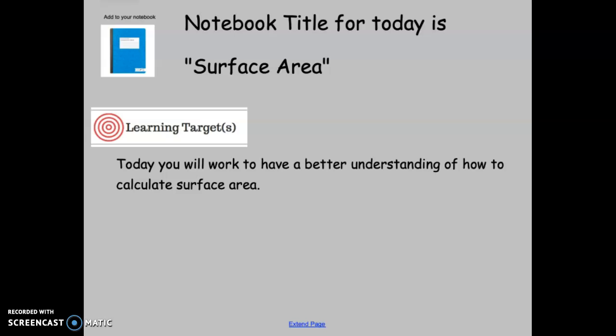So today, our title, so grab that notebook. We're going to write in our title. Make sure you're putting it in your table of contents. That's surface area. And really our learning target today, you're going to work to have a better understanding of how to calculate surface area. So we're going to take some three-dimensional shapes. We're going to transpose them as two-dimensional shapes. That's called a net. And then we're going to be able to break down those sides and really calculate surface area. I think you'll like this. I think it'll make a lot of sense.